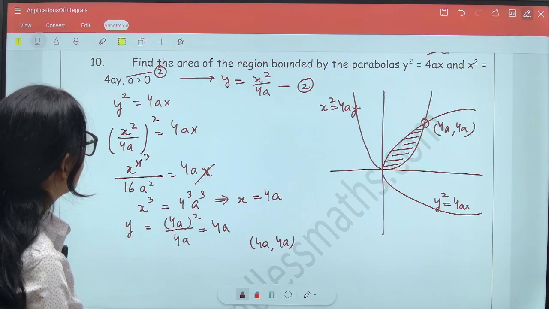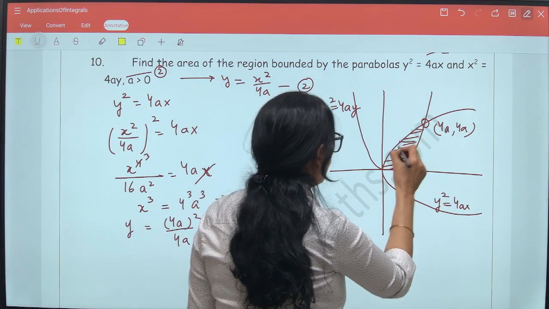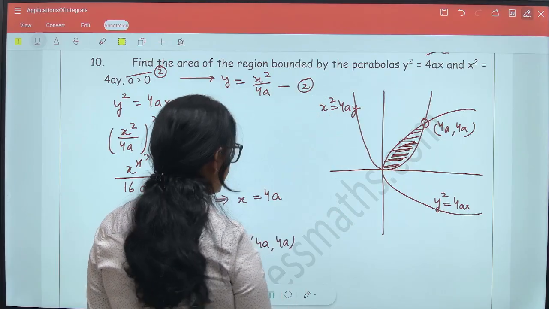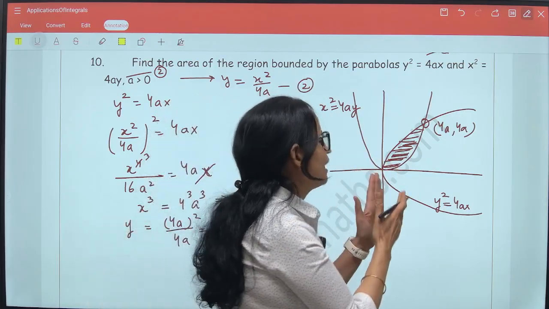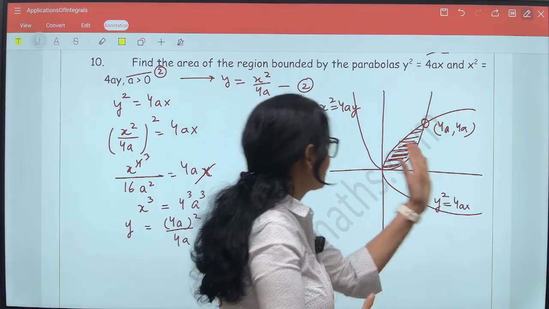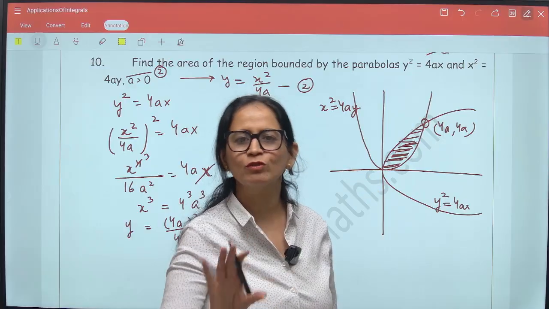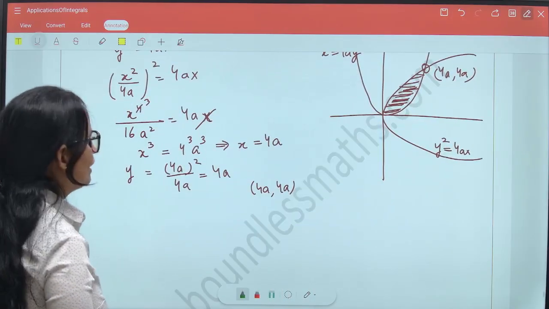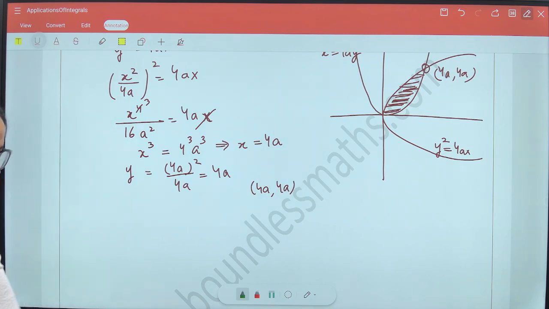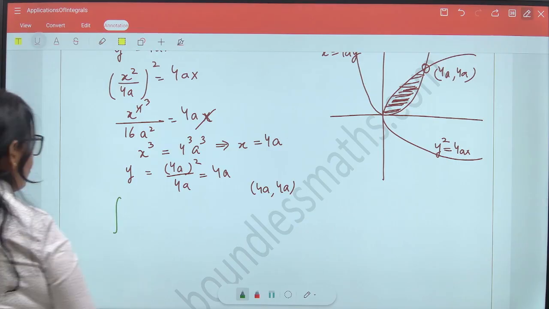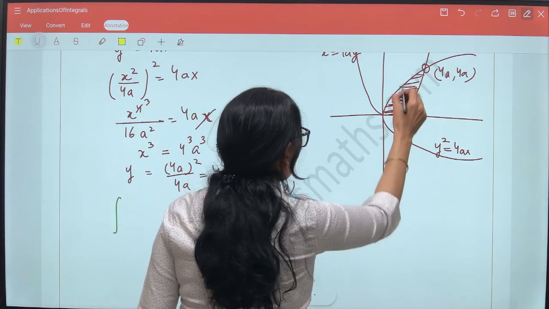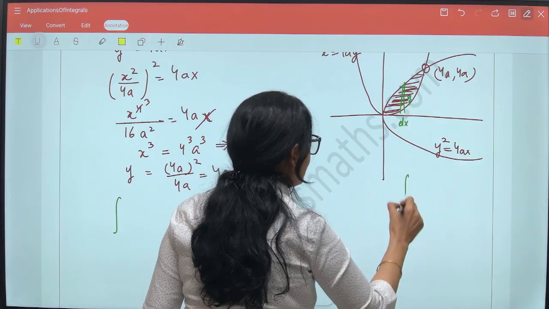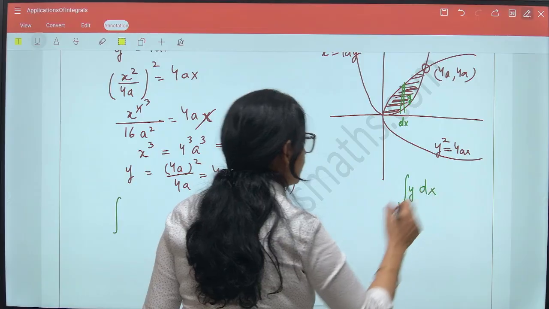So we need to find the area between these two parabolas. Let's understand how to integrate this. Now this question can be integrated both using the x-axis or using the y-axis. It will give you the same answer, don't worry. So we can use either of them. So let's do it using integral of, if I take it like this, this is dx and this is y. So that means integral of y dx.